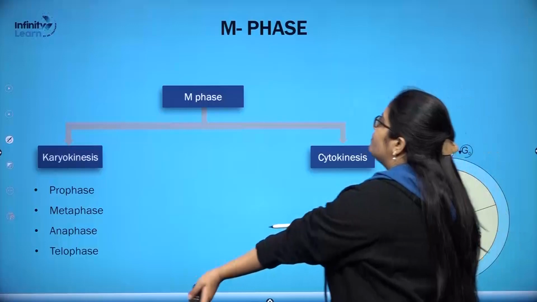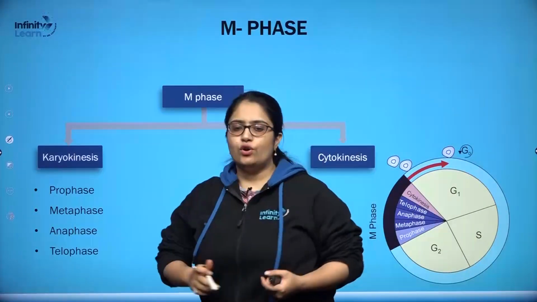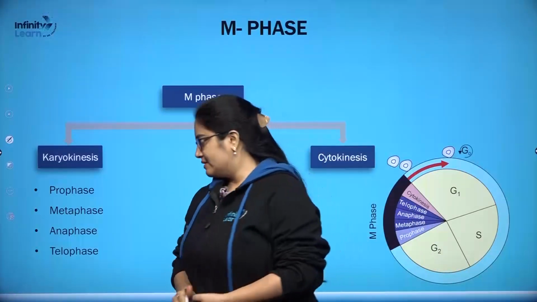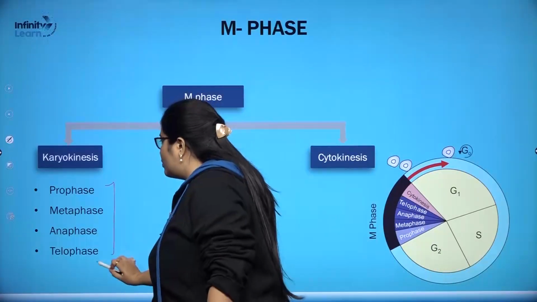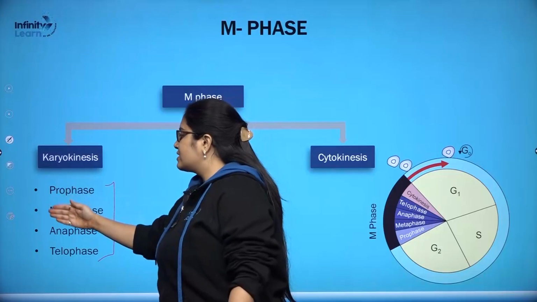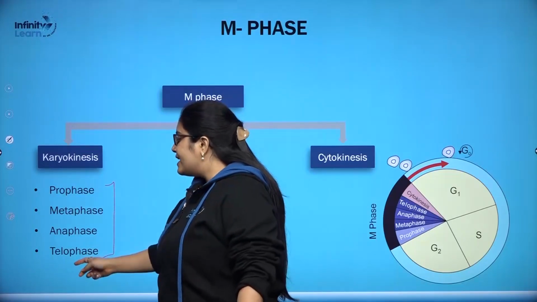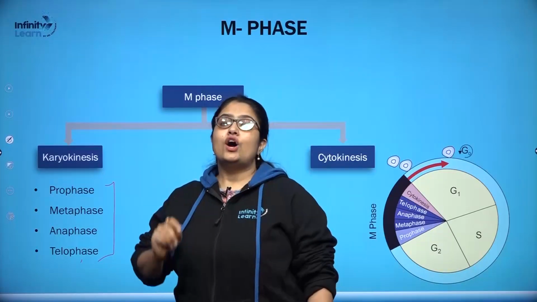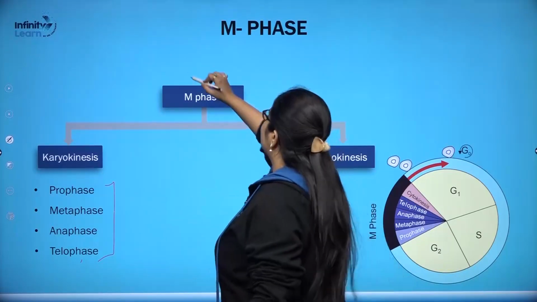Now next thing is we will focus on M phase. As I told you, the M phase is divided into karyokinesis and cytokinesis. So these are the stages of karyokinesis. It will start from prophase, continue to meta, ana and telo. At the end of telophase, you will get the two daughter nuclei, right? Right now we will be focusing on mitosis type of division.